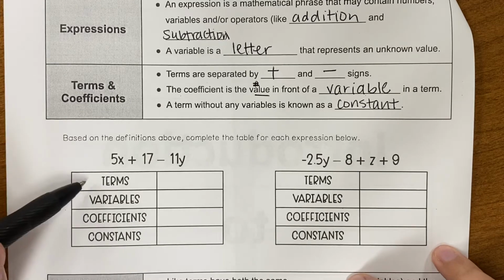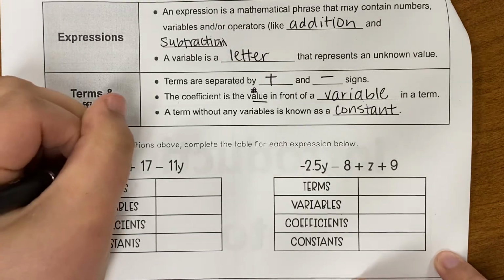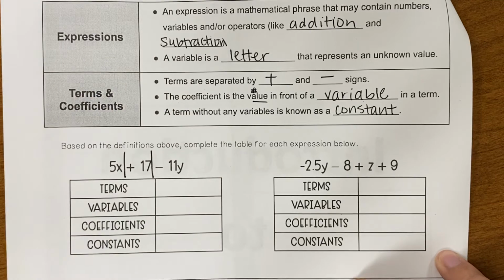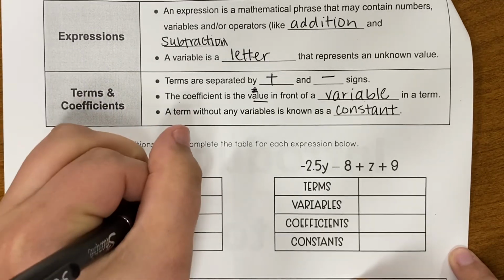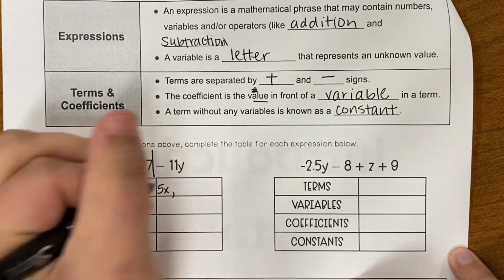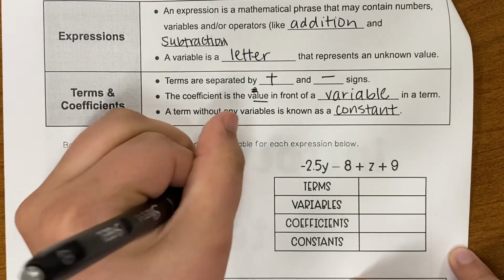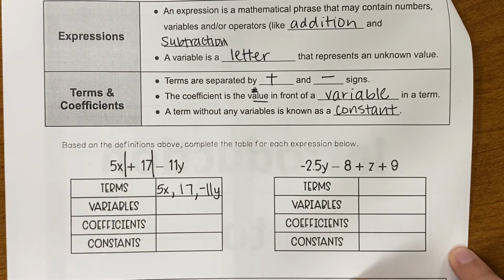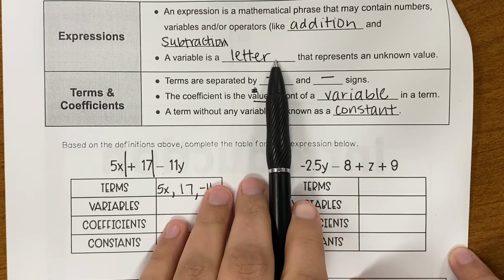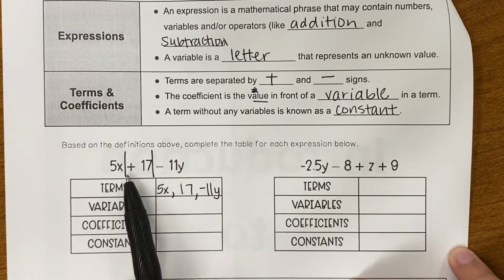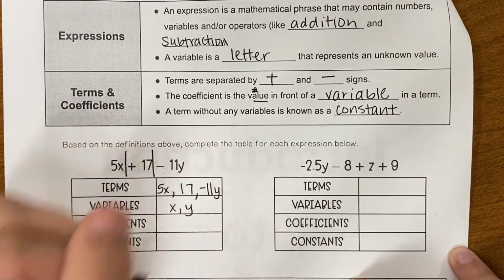So I know terms are separated by addition and subtraction signs. So I know that I have three terms. The first term I see is 5x. The second term I see is positive 17. And the third term I see is negative 11y. Variables are the letters representing an unknown value, and I have two variables here, two different letters, x and y.